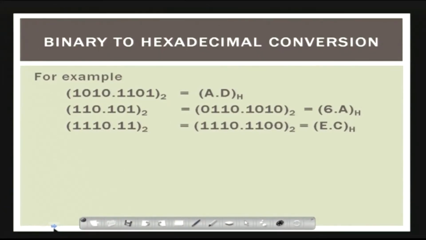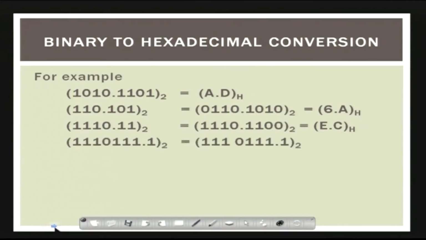So, what we get ultimately is E and C, because 1110 represents E in the hexadecimal system and 1100, which represents 12, is represented as C in the hexadecimal system. So, we get EC. This binary number 1110.11 gets converted to EC in the hexadecimal system.